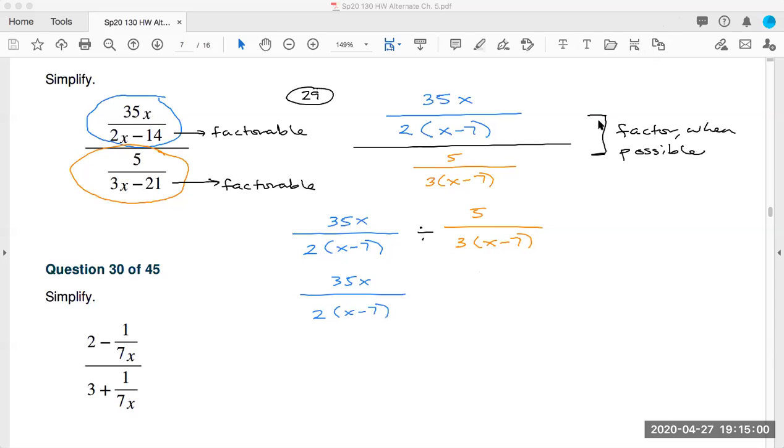We're going to multiply by the reciprocal of the second fraction. And then factors will cancel out. Okay. So we have a 35 that can cancel down with a 5. You're left with 1 on the bottom and 7 up top. The 3 and the 2 can't cancel. And then you need to cancel whole factors. So this x minus 7 must cancel with the entire x minus 7 from the top.